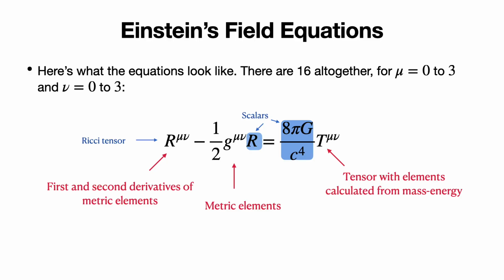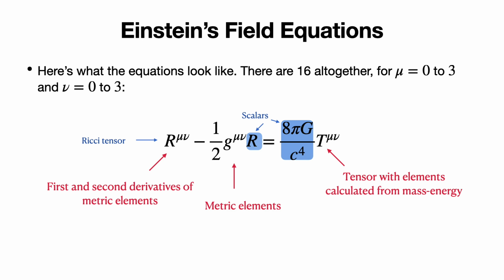Okay, let's look at the field equations to start with. This is a set of 16 differential equations for the elements of the metric tensor. Okay, you see the indices mu and nu. Each one goes from 0 to 3, so you have 4 times 4, 16 equations.